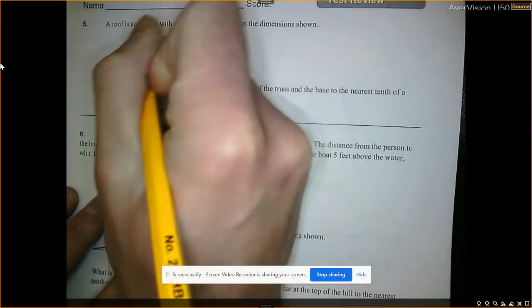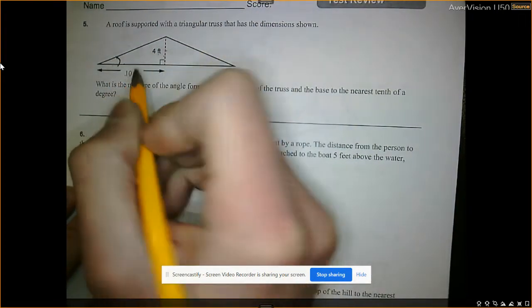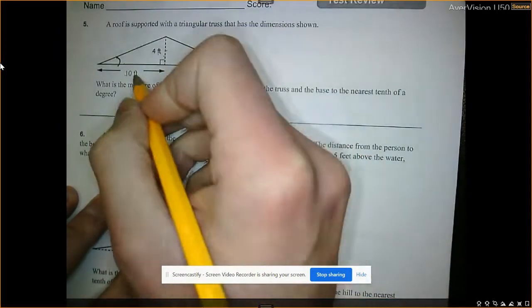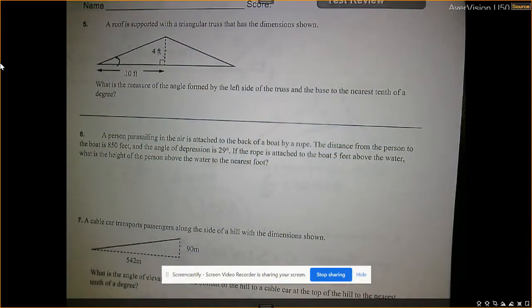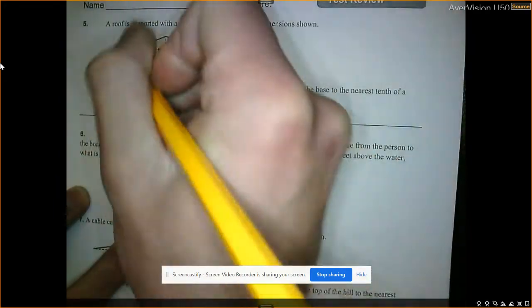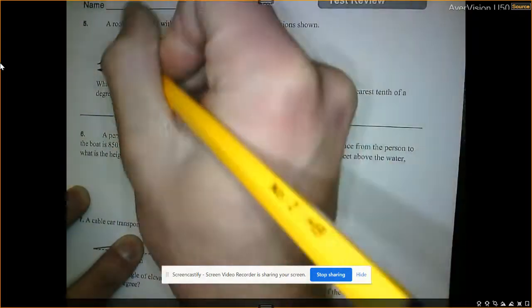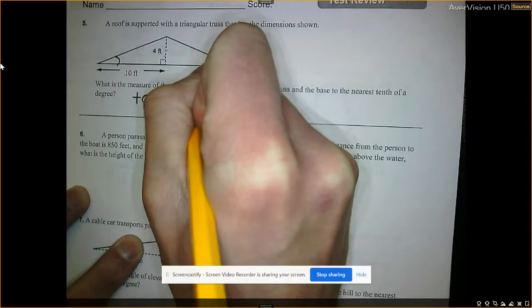And then you have to think, okay, we have to use the 4 and 10. Well, the 4 is the opposite, the 10 is the adjacent. So what uses opposite and adjacent? You're thinking SOHCAHTOA, TOA, opposite, adjacent, that's tangent. And when we're looking for an angle and we have the sides, we need to use inverse tangent. So we're using inverse tangent of opposite over adjacent, 4 over 10.